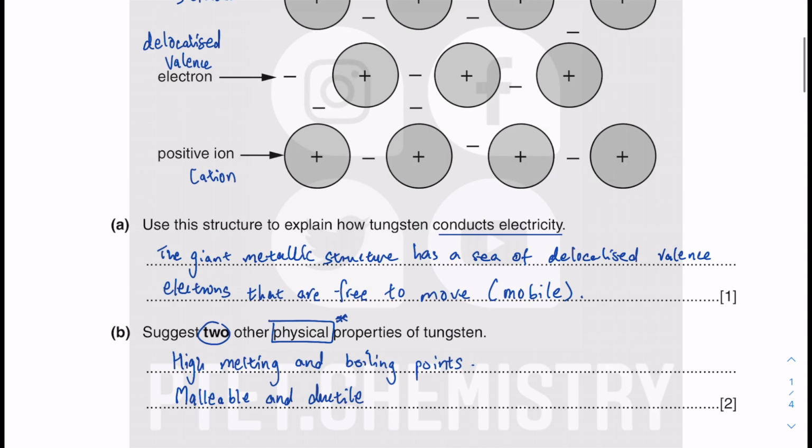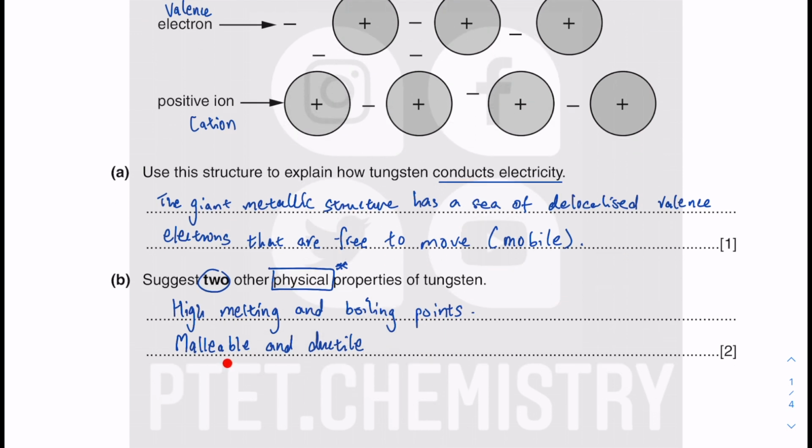As a result of this layered structure, the layers can slide over each other. Each layer can slide over the other layer easily upon applying force. Applying force, such as hammering, can shape it into thin sheets.